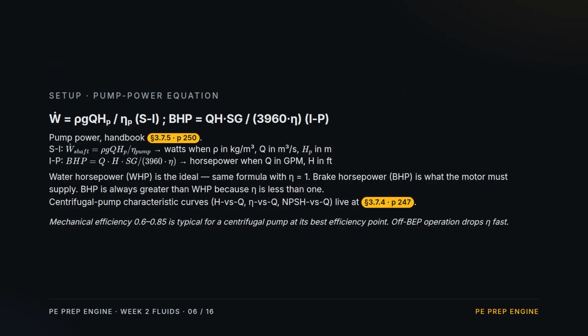Pump shaft power. In SI, it equals density times gravitational acceleration times flow times pump head over pump efficiency. In IP, the equivalent uses the constant 3960. Brake horsepower equals Q in GPM times H in feet times specific gravity over 3960 times eta. Water horsepower is the ideal with eta equal to 1. Brake horsepower is what the motor must actually deliver.